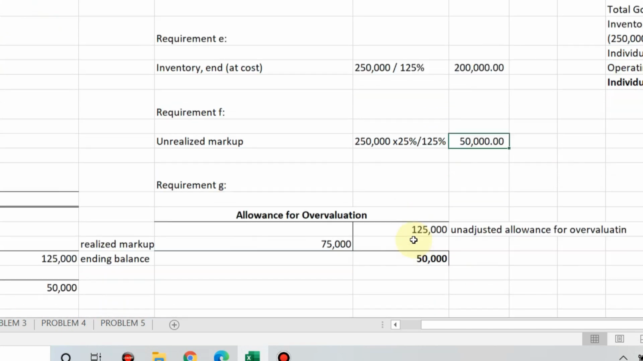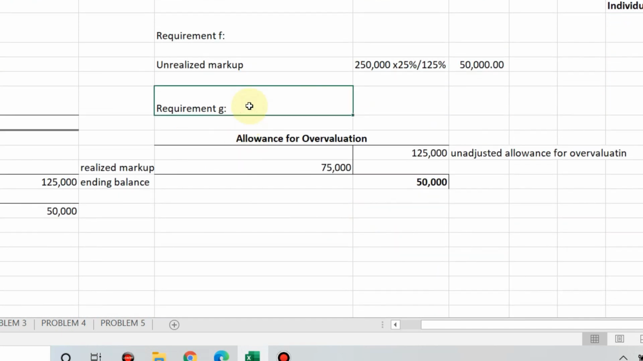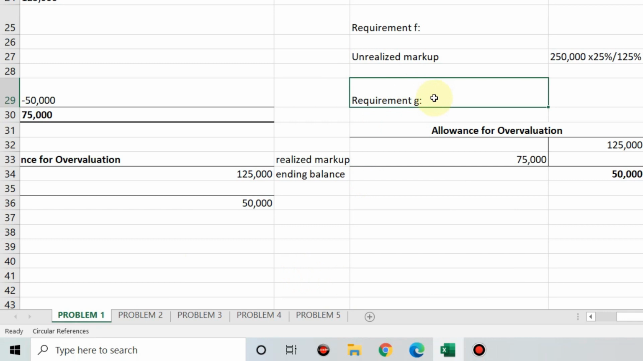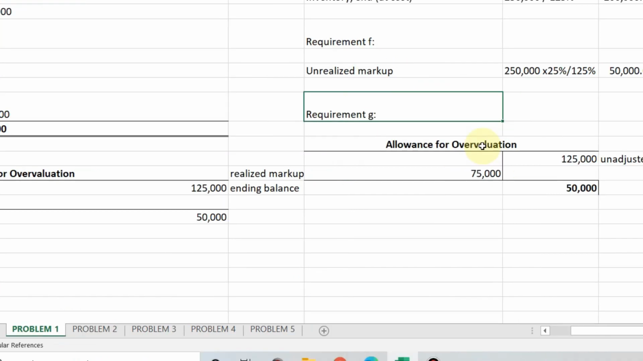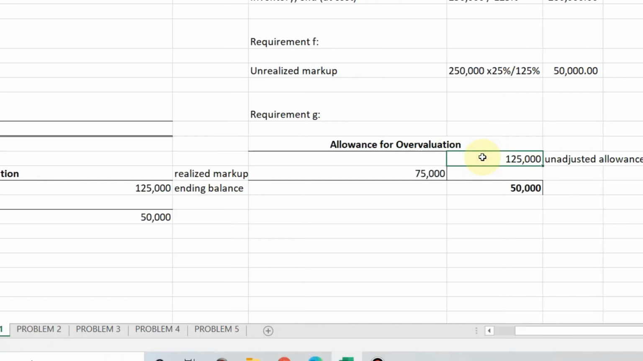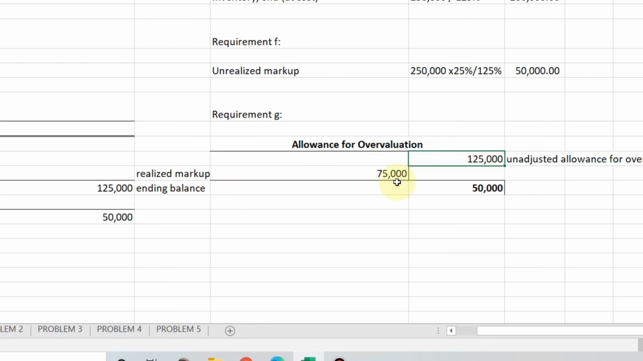Okay? Requirement G, you have ending balance of the allowance for overvaluation account before combining the financial statements. Okay? So, pero actually, nakuha na natin to eh. Kanina. So, you have unadjusted allowance for overvaluation, 125. You have the realized markup. Kanina, computed natin 75. Then, you just deduct the two. You have 50,000. Okay? So, something familiar.